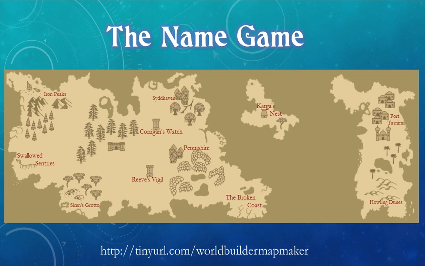The island in the middle, it's very sparsely populated. We just called it Karga's Nest. Maybe there's a prophetess that lives there, and someone that people will travel to learn wisdom from. And of course, far to the east, we have Port Tusneem. We've got a nice oasis for them, and we've got the Howling Dunes in the south.